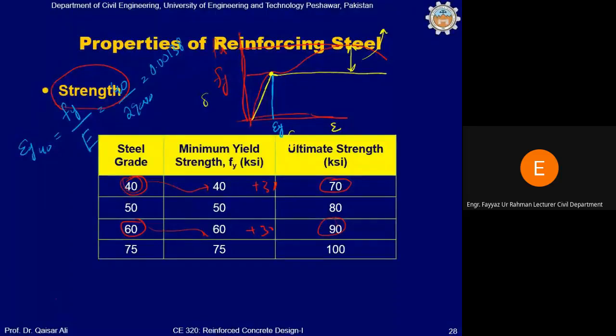So up to yield point, you can apply this Hooke's law, that is stress will be proportional to strains. Clear? Similarly, if you calculate the yield strain of grade 60 steel, it will be equal to 60 divided by 29,000, which is 0.0021. So you should remember these values because these will be used in the design of reinforced concrete members. Clear?